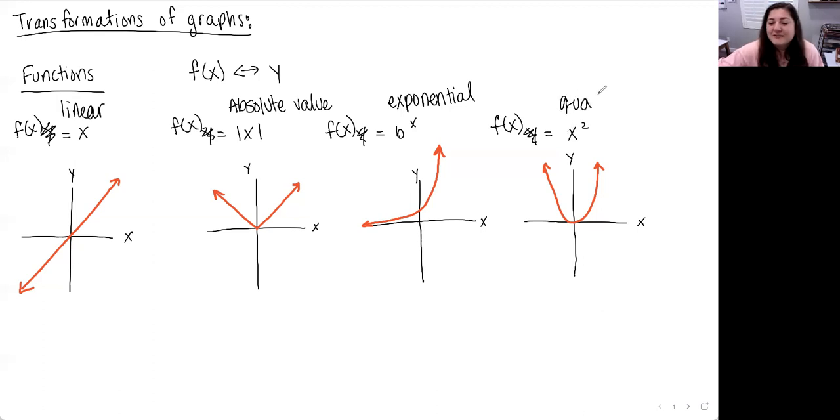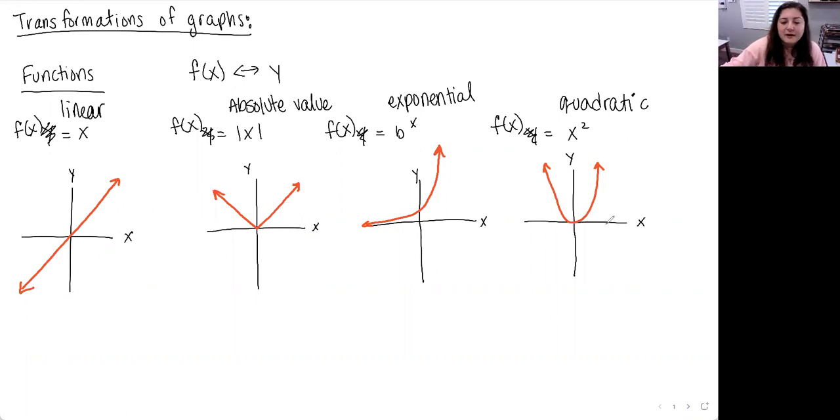And this graph is called a quadratic graph. Quadratic, not quadrat. What the heck was that even? Quadratic. Okay, a quadratic graph, and that just kind of looks like a U shape.